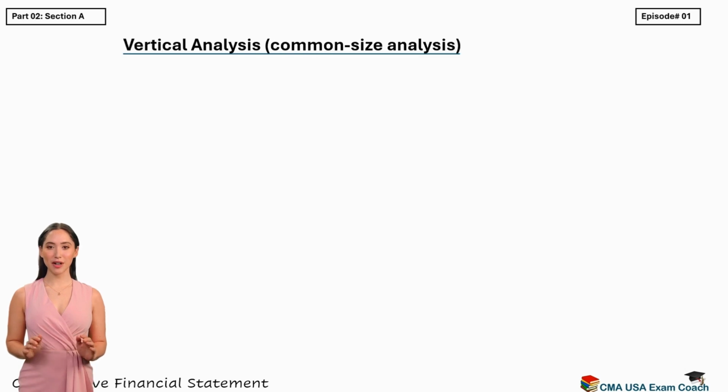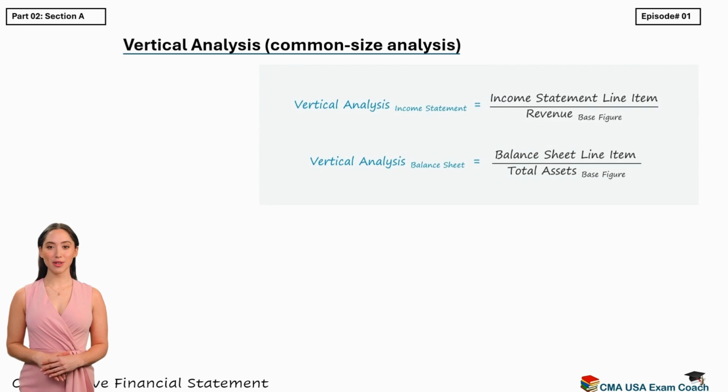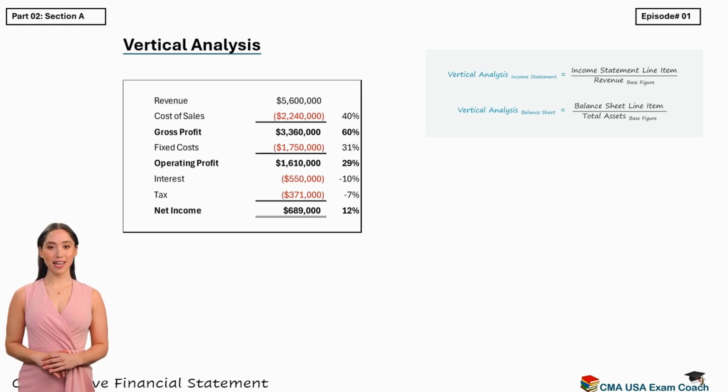Vertical analysis, also known as common size analysis, is a financial analysis method used to evaluate the relationship of individual financial statement items to a base amount within the same period. It helps in understanding the proportion of each item in relation to a total, making comparisons easier across different periods or companies. In the income statement, each line item is expressed as a percentage of total revenue.